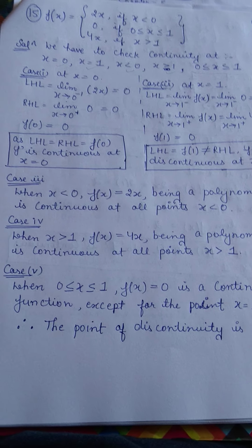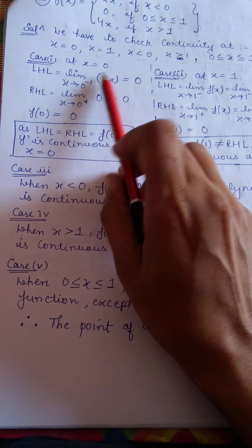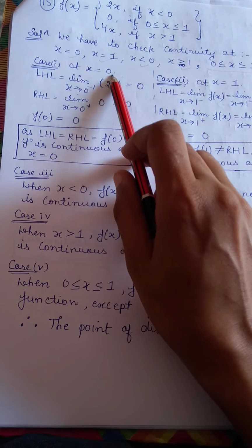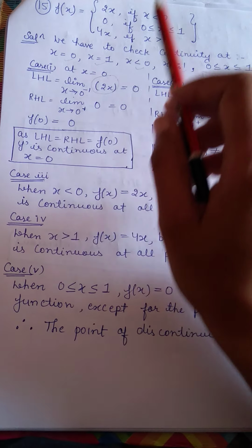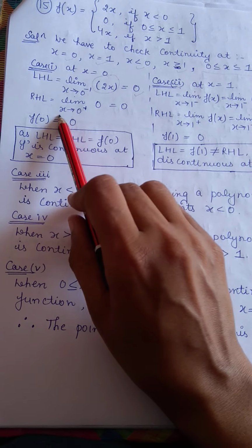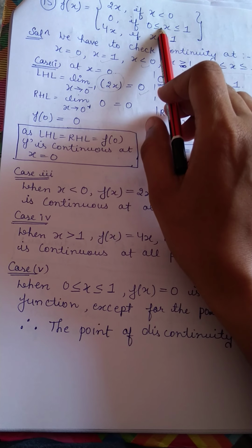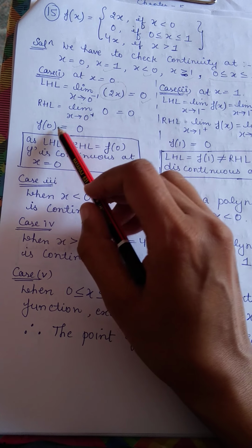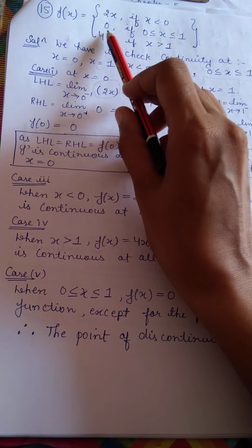Clear बच्चे? So let's start from the first case. LHL is equal to limit x tends to 0 negative. The function is 2x because the less than symbol is there and the function is defined as 2x, and the value is 0. RHL बच्चे, limit x tends to 0 positive, and here when x is greater than 0 the value is 0, so directly 0. Now you find the f(0) value. What will be the f(0) value? It will be equal to the value in this interval, which is 0.